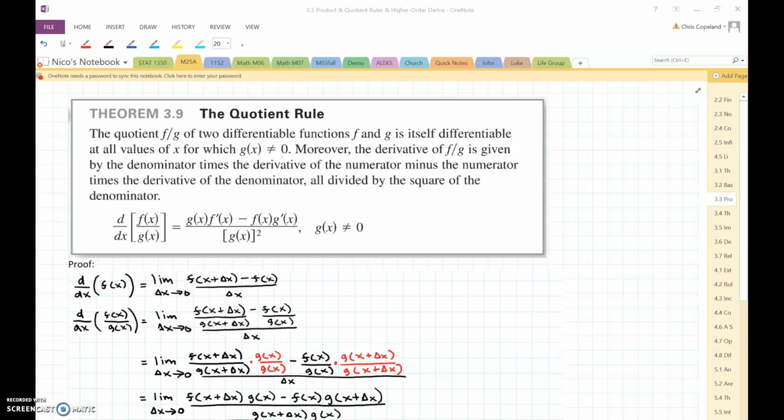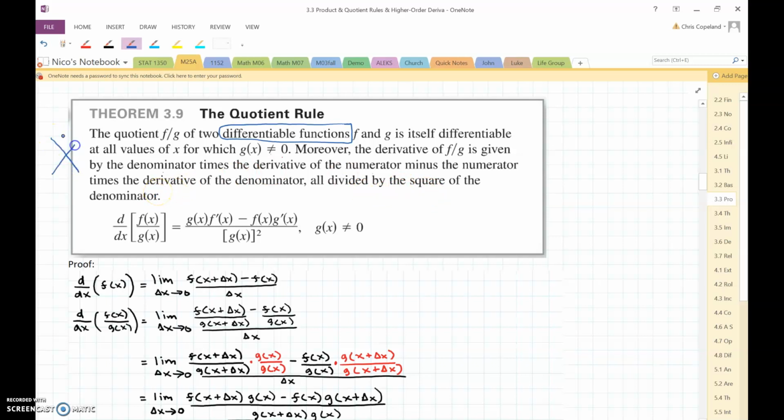The quotient rule. The quotient f divided by g, so some function f divided by some function g, of two differentiable functions, so again that just means you can find the derivative of these functions f and g, is differentiable for all values of x for which g of x is not equal to 0. Moreover, the derivative of f divided by g is given by the denominator times the derivative of the numerator minus the numerator times the derivative of the denominator, all divided by the square of the denominator.